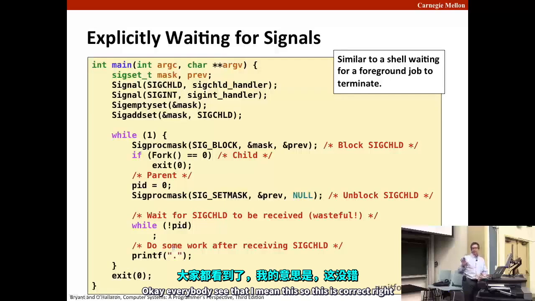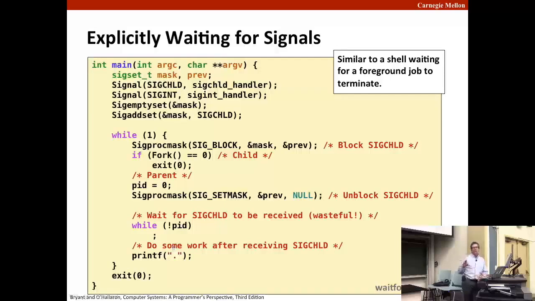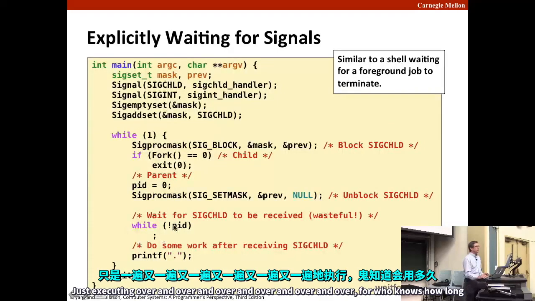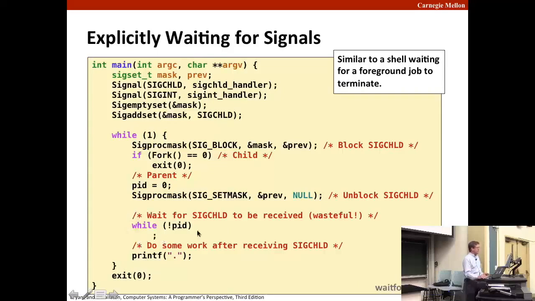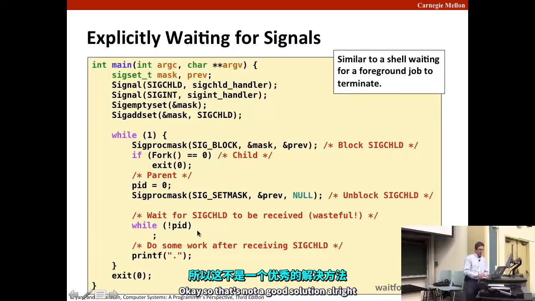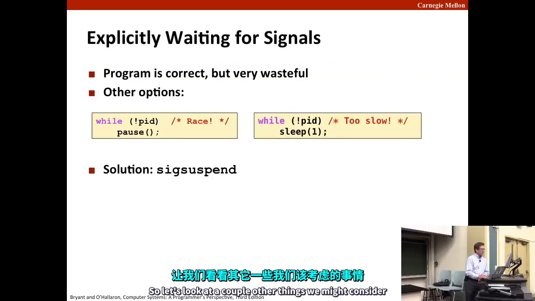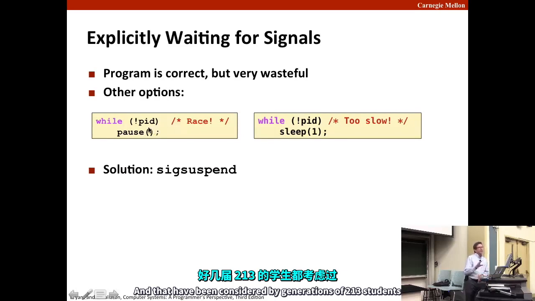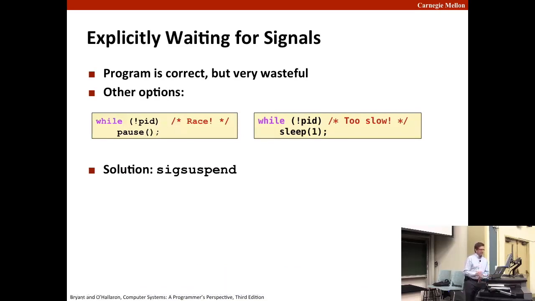Okay, everybody see that? So this is correct, right? But it's extremely wasteful, right? We're using valuable processor cycles in this tight spin loop, just executing over and over and over for who knows how long. Okay, so that's not a good solution. All right, so let's look at a couple other things we might consider, and that have been considered by generations of 213 students.